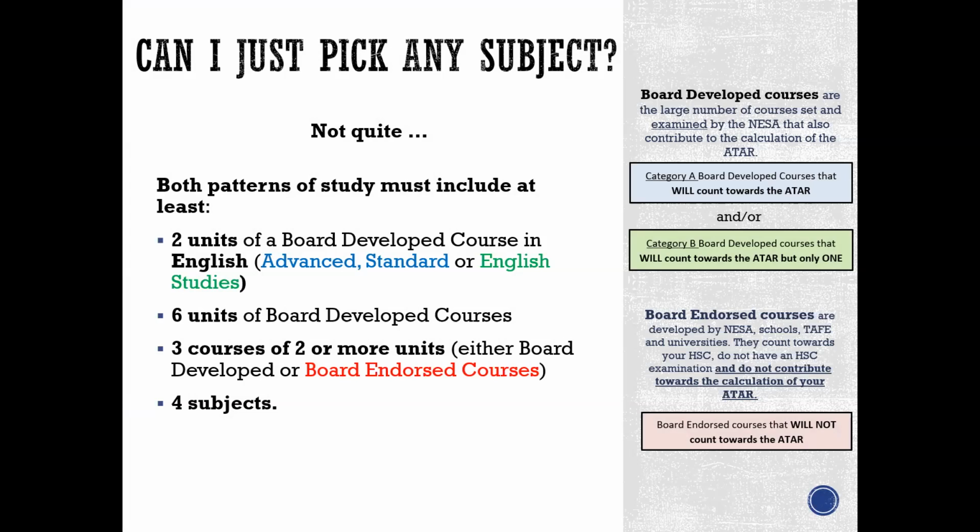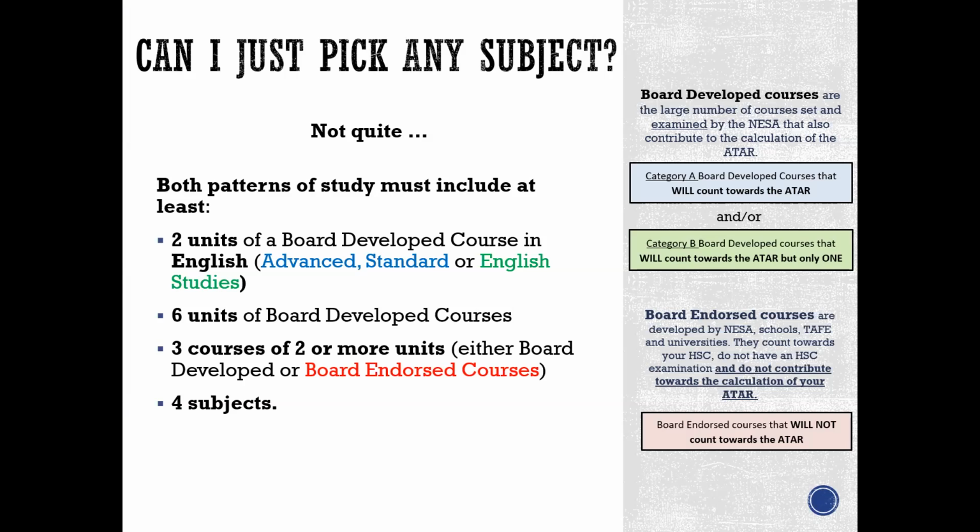For the purpose of assisting students in the explanation of this process, the subjects and their categories have been colour-coded. Board-developed Category A subjects are in blue, board-developed Category B subjects in green, and board-endorsed courses in red. Board-developed Category A subjects, or the blue subjects, are the large number of courses set and examined by NESA that also count towards the ATAR.